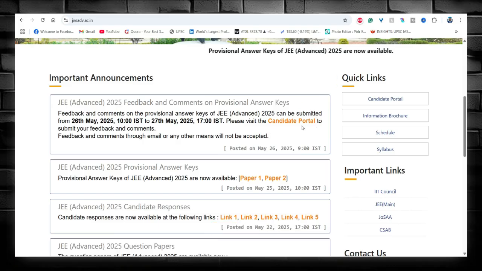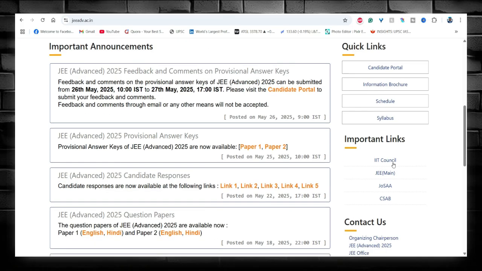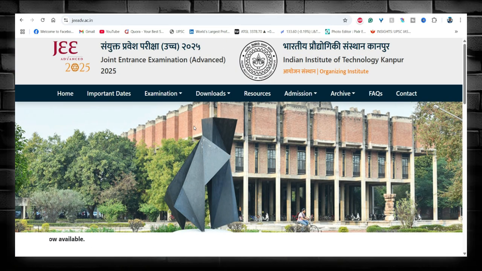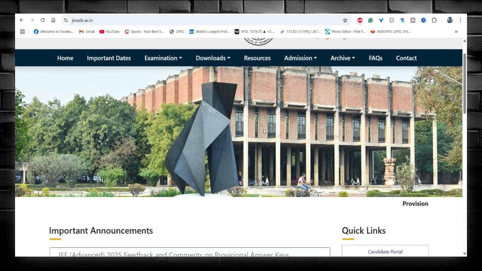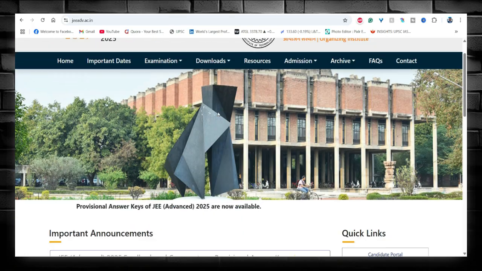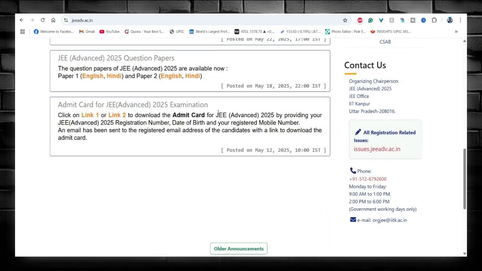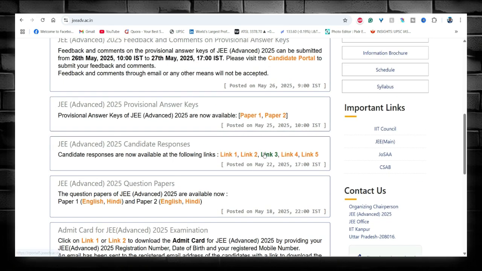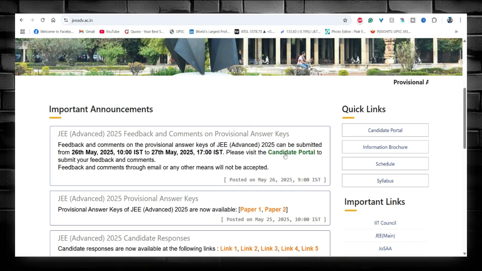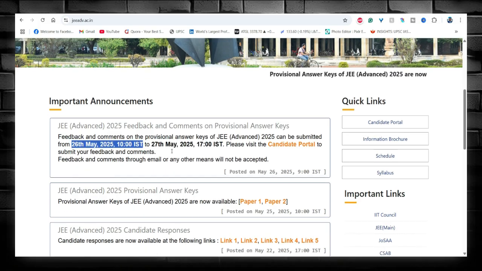Now, once you raise your objection, what will happen next? Once your objection is submitted, all objections will be reviewed by IIT Kanpur's expert committee. If your objection is found valid, they will update the final answer key and marks will be awarded accordingly to all students. Mind it, it's not only for you, it's for everyone who attended this examination. After that, the final answer key and the JEE Advanced 2025 results both will be announced on June 2, 2025, as per the JEE Advanced calendar.